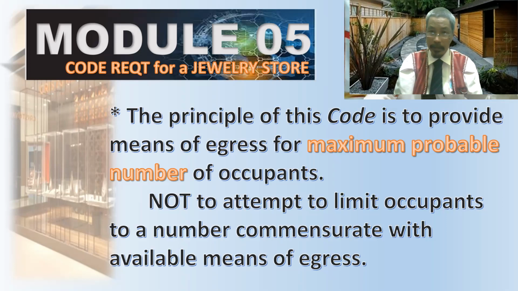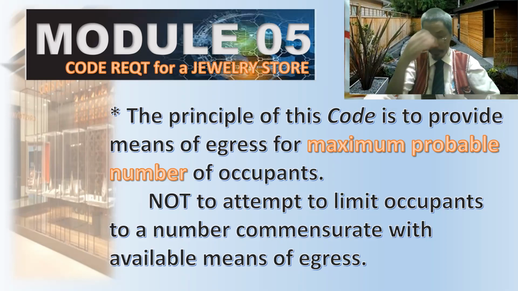Meaning, design our means of egress for the number of occupants, not the other way around. Not designing the means of egress, then trying to compute how many people are allowed to enter the area. So that's the difference. That's why we have this principle. This is a principle of the code.